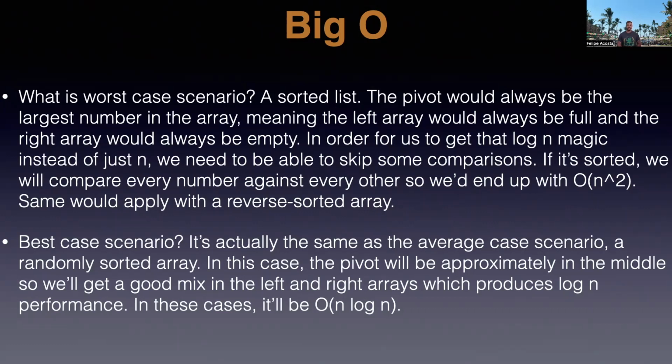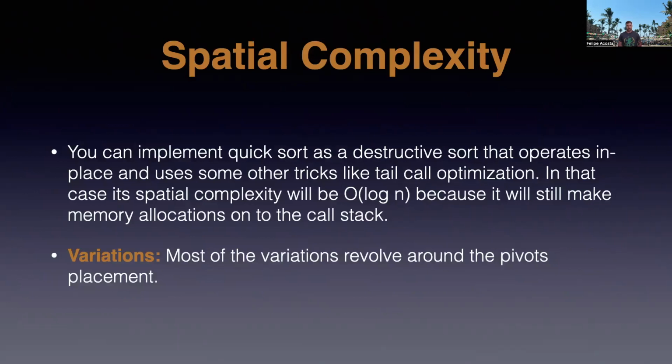The best case scenario is actually the same as the average case, which is a randomly sorted array. In this case, the pivot will be approximately in the middle, so you would get a good mix in the left and right arrays, which produces log n performance. In these cases, it will be O(n log n), which is great. Spatial complexity: you can implement Quicksort as a destructive sort that operates in place and uses some other tricks like tail call optimization. In that case, its spatial complexity will be O(log n), because it will still make memory allocations on the call stack.